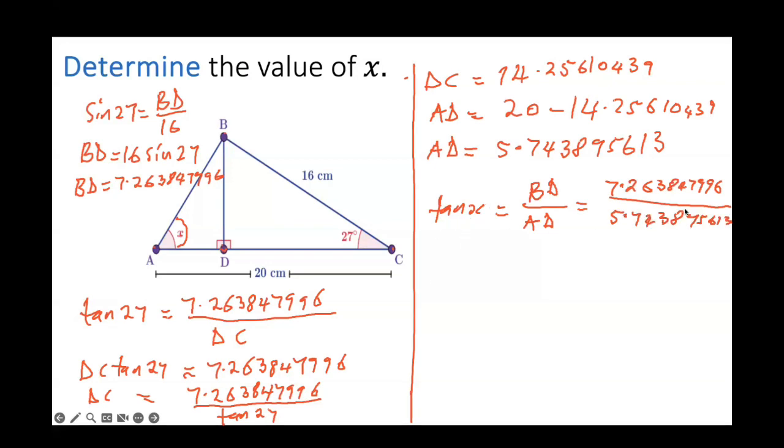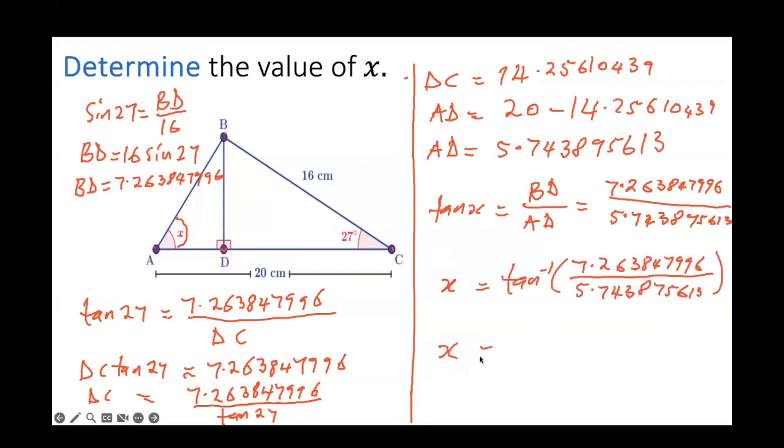From here, we want to find X. So we take the tan inverse of this answer. So X is equal to, when you type this in your calculator, you get X to be equal to 51.7 degrees.